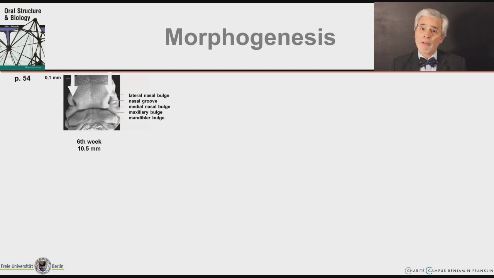Still far apart are the nasal pits. These are epithelial thickenings slightly sunken in. They will later become the nostrils. Around it are the lateral and the medial nasal bulges. And further labeled are the maxillary bulges on either side, which will become the maxilla one day. But both bulges are still far apart on the right and on the left. And further down there is the mandibular bulge, which will eventually become the lower jaw.